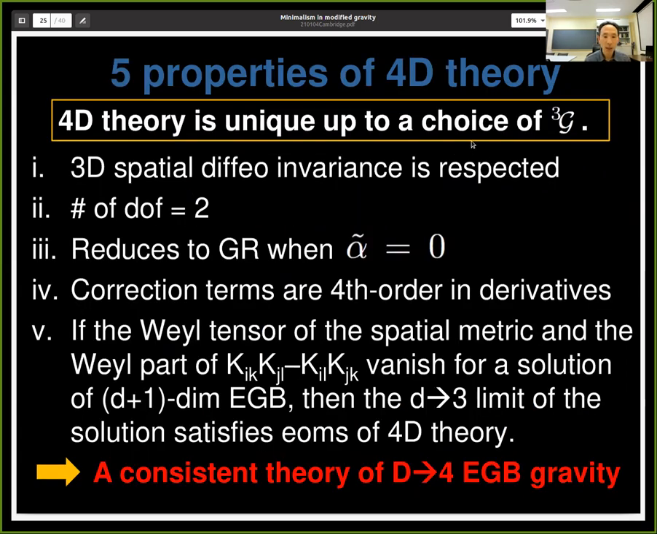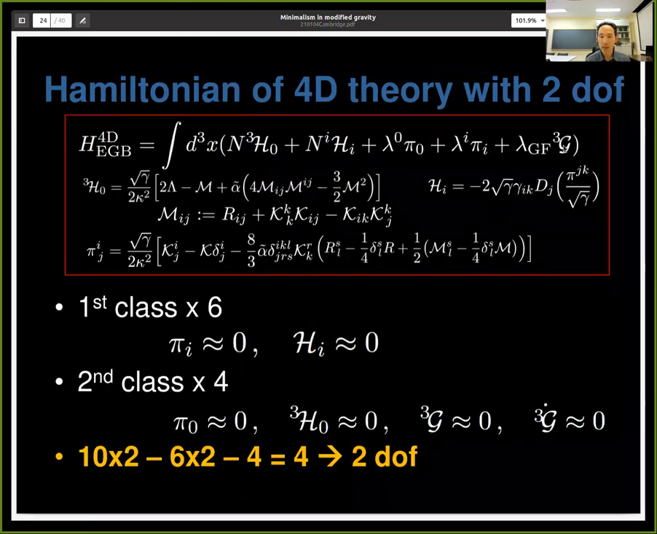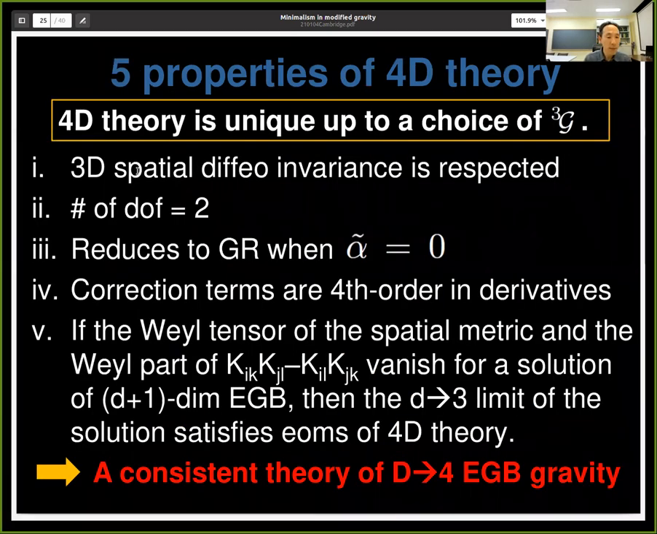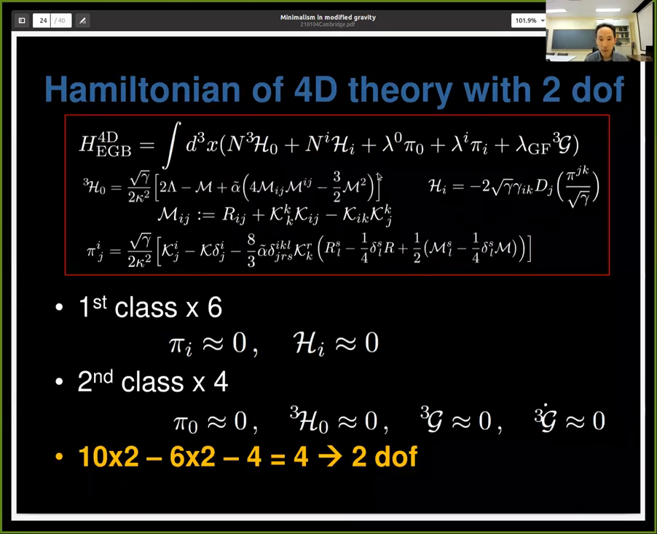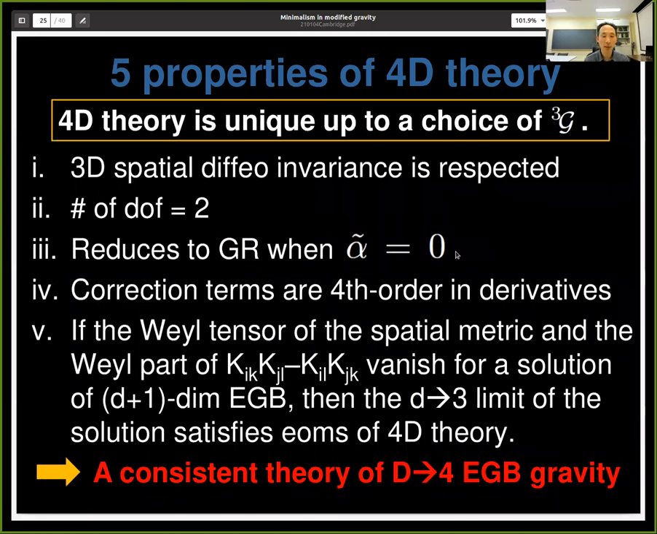So the 5 conditions are like this. If we impose these 5 conditions, then this theory is unique up to the choice of this function G3. Okay, so first, 3D diffeomorphism is respected, and the number of degrees of freedom is 2. And the theory reduces to GR when the coefficient of this extra term is zero. Of course, in order to be able to call this theory Einstein-Gauss-Bonnet, we need to have a GR limit. Okay, and also the correction terms are fourth order in derivatives, as in Einstein-Gauss-Bonnet.